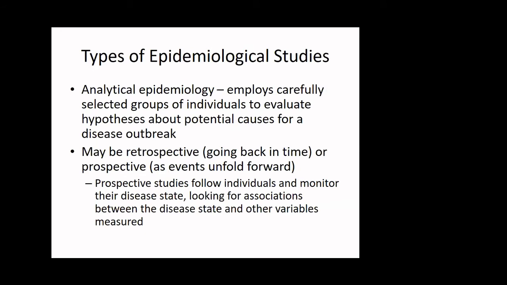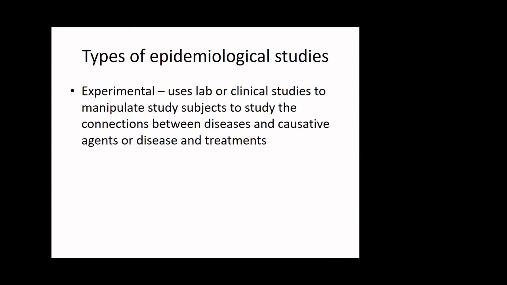Analytical epidemiology analyzes different hypotheses about causes for outbreaks. It can be retrospective, so looking back in time, or prospective as events unfold. And it can be experimental. Some epidemiologists will use labs or clinical settings to look at connections between diseases and causative agents or diseases and treatments.